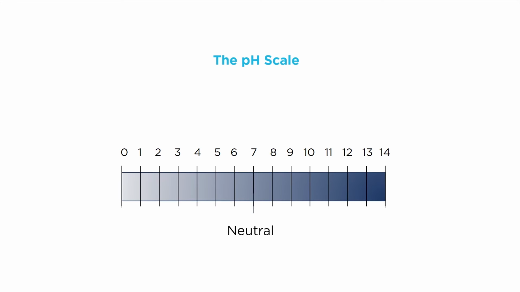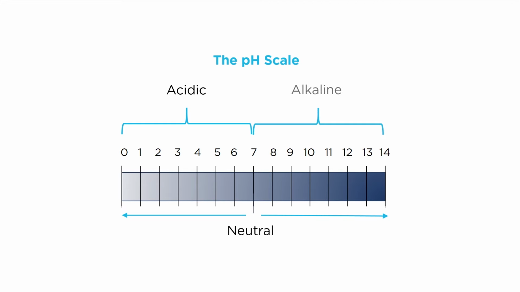First, here's the pH scale which we briefly reviewed earlier. Take a look at it again. The lower the pH, the more acidic. The higher the pH, the more basic or alkaline. The middle, a pH of 7, is neutral.